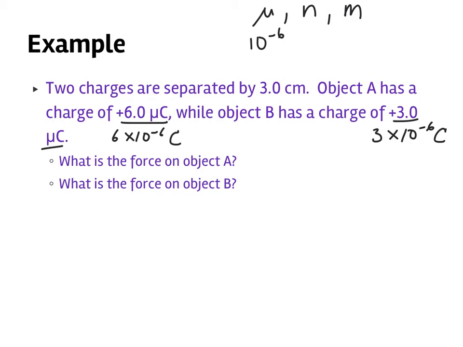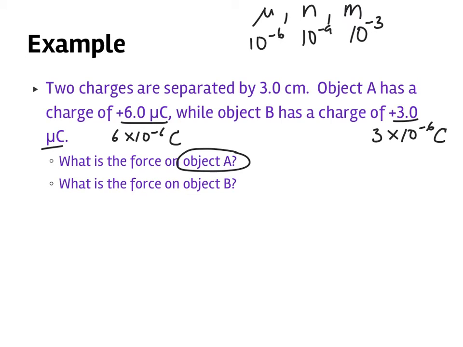So that's one thing you need to understand: when you see those prefixes, you have to convert to scientific notation. So micro is 10 to the negative 6, you might see nano, which is negative 9, and milli, which is negative 3. That's something you have to do. Otherwise, we are assuming it's a 6 coulomb charge if you were to just plug in 6. All right, so in this case, I want to know the force on object A.